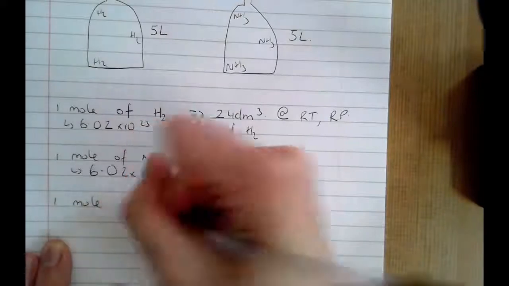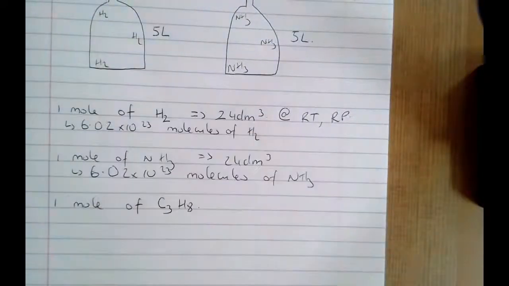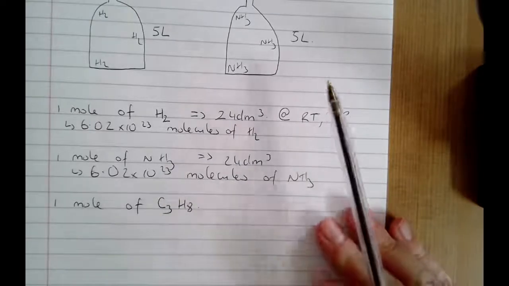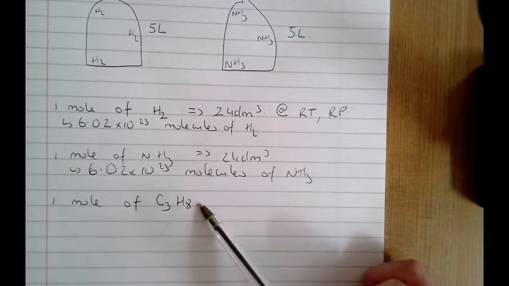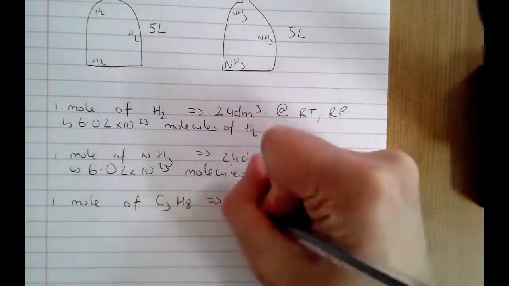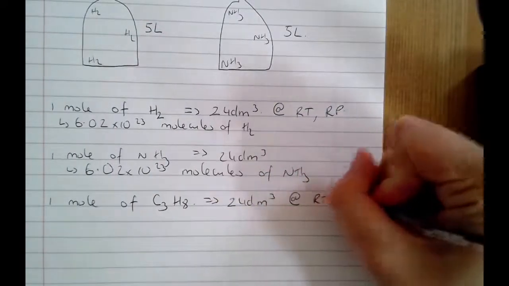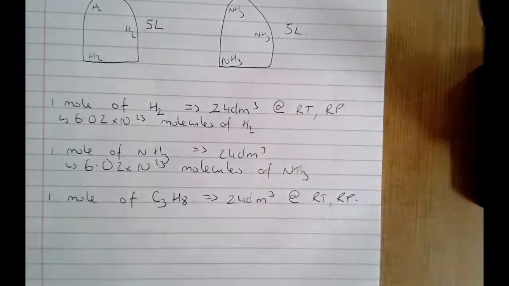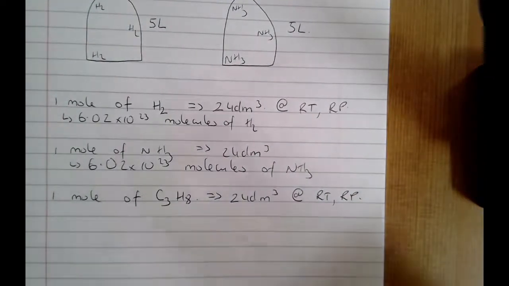So if I have a mole of propane, which is C3H8, I'm going from just having 4 atoms in my molecule of gas to having 11 atoms in my molecule of gas, so it is a good bit bigger. Again, it's still just going to take up 24 decimeters cubed, or 24 litres, at room temperature and room pressure. So all of those gases will behave in exactly the same way.